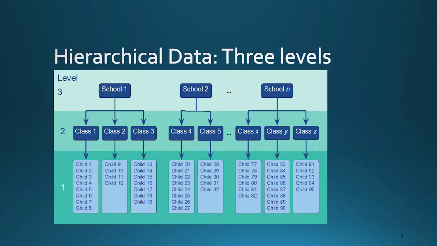And then this next slide is just when you get to 3 levels, right? So now you have students within classrooms, and then those classrooms within schools. So now you have variability at the student, the classroom, and the school level, right?